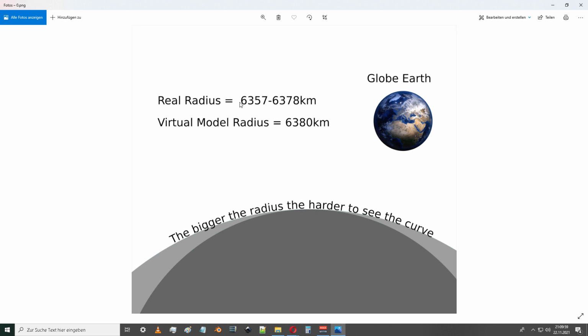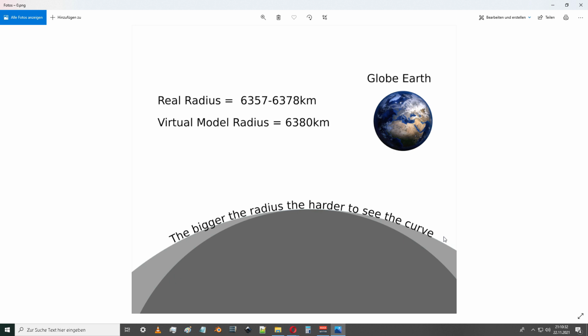Because the globe model doesn't have the same radius on every spot, I will use a universal radius that's the same for every single angle of the sphere, but I will make it bigger than the maximum, because if you make it bigger, it's harder to see the curvature and the eye level fall off of the horizon.